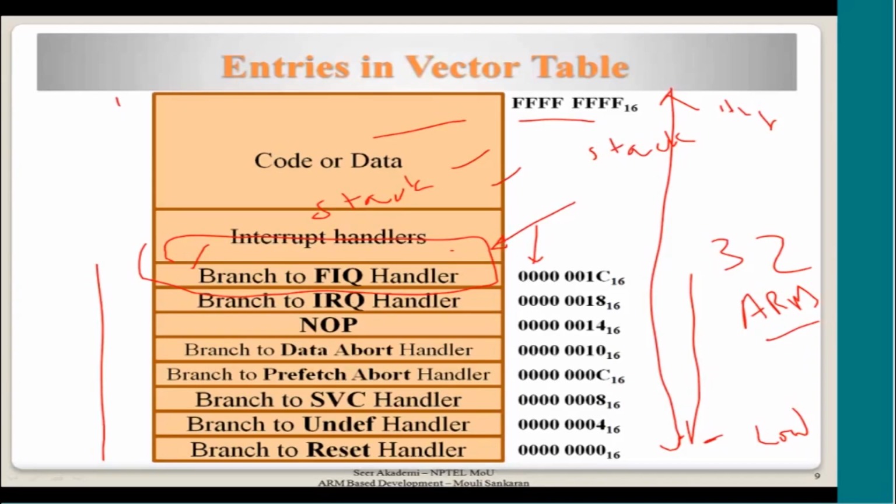So what is in each of these vectors? Branch to this, branch to this, branch to different handlers. Okay, ISR or handler are synonyms. Okay, you can use any of them.